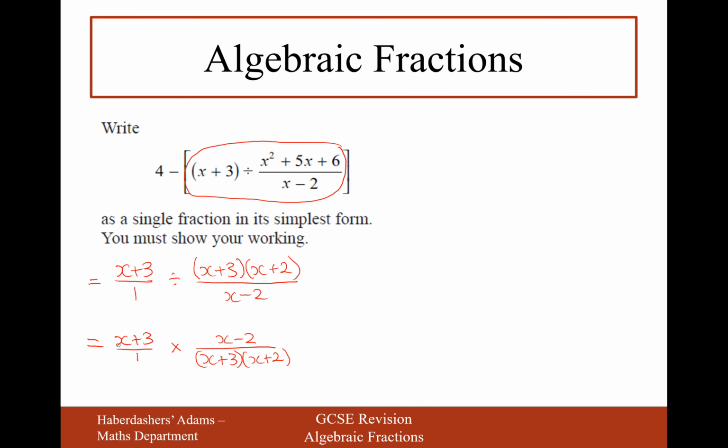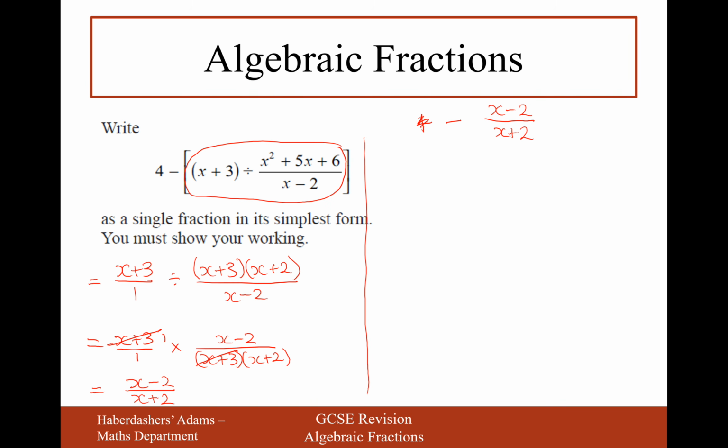The next thing we do before we multiply, we should simplify our answer. So the x plus 3's will cancel on top and bottom, and then we multiply, that's going to turn into a 1 on that numerator there, 1 times x minus 2 over x plus 2. So this bit inside the bracket now is just x minus 2 over x plus 2. So now we're going to do 4 minus this answer here, x minus 2 over x plus 2.